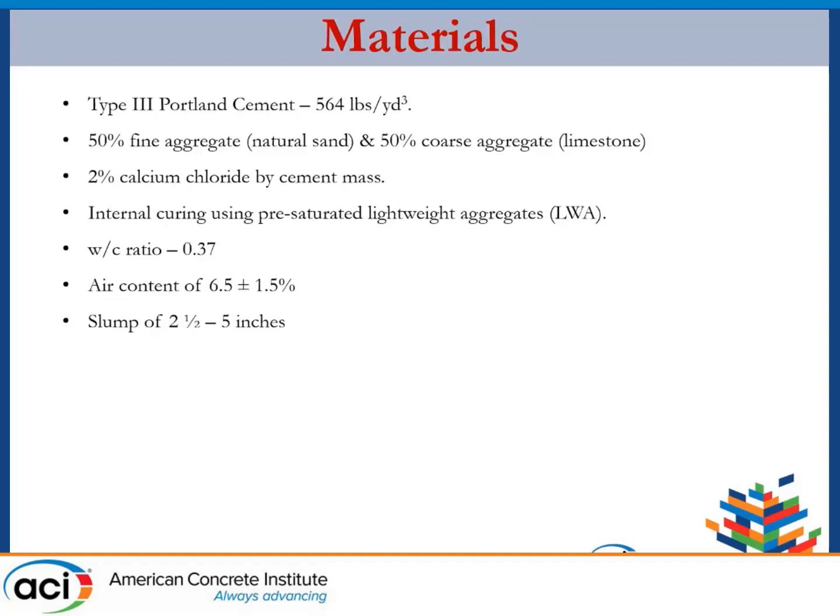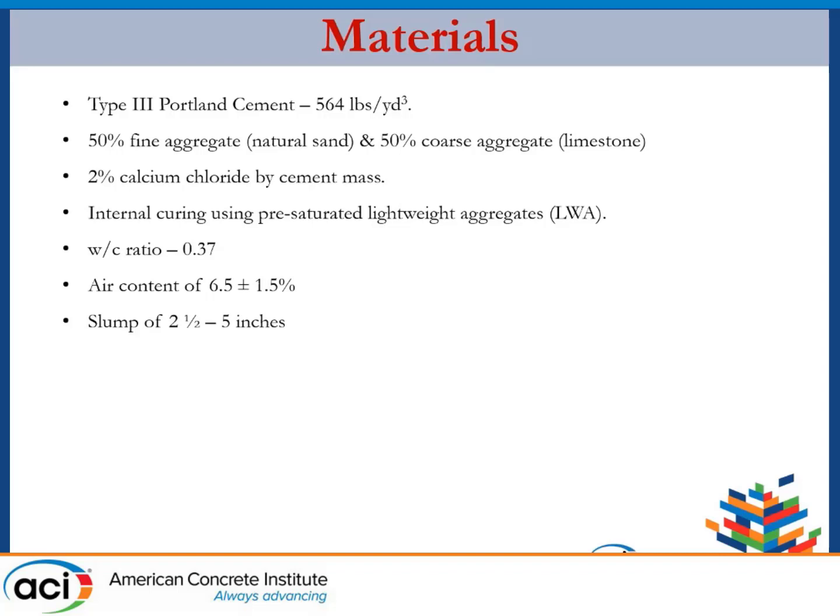The materials used were type 3 Portland cement, as I mentioned before, of low content, 564 pounds per cubic yard. 50% fine and 50% coarse aggregate was used. Limestone aggregates were used to make sure that the damage or inadequate durability of the concrete mixtures is not due to poor aggregate quality.